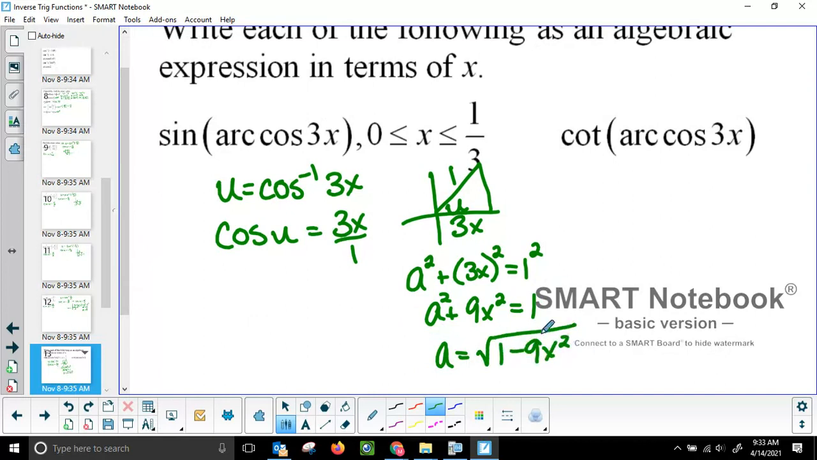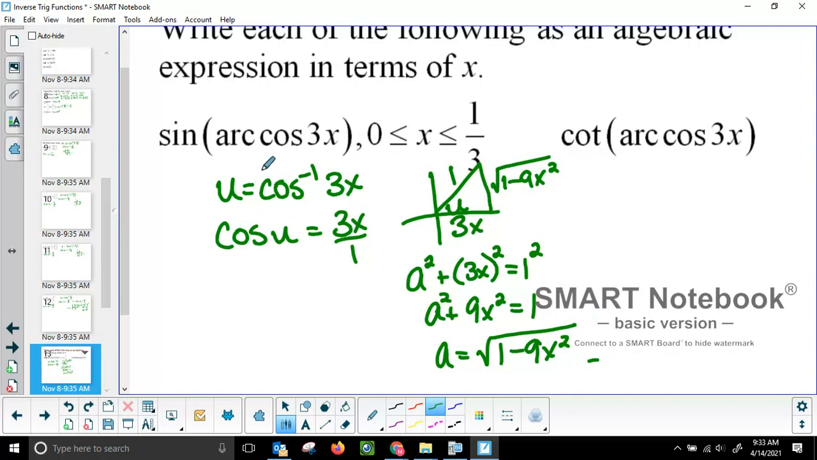Okay, and please don't be the students that do this. There's always multiple. You cannot just take the square root of 1 and the square root of 9x squared. Can't do it. That only works with multiplication and division, not with addition and subtraction. So this is the square root of 1 minus 9x squared.